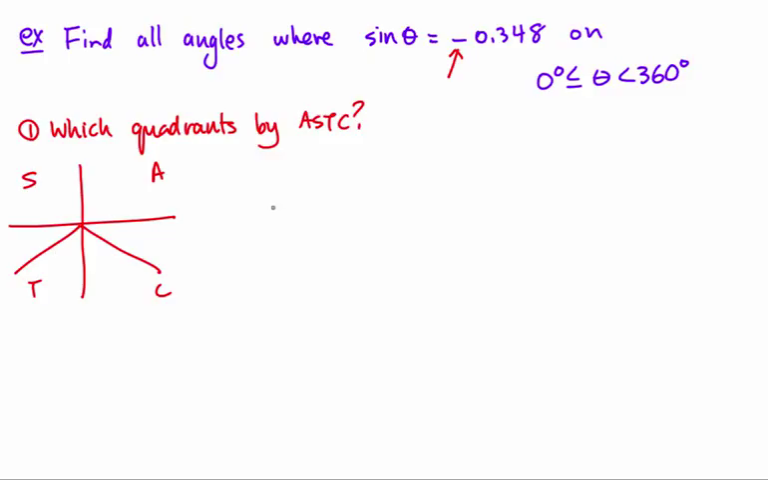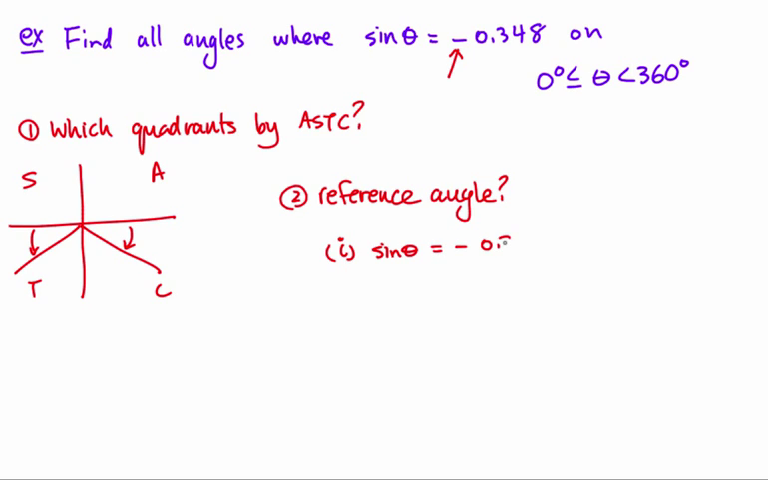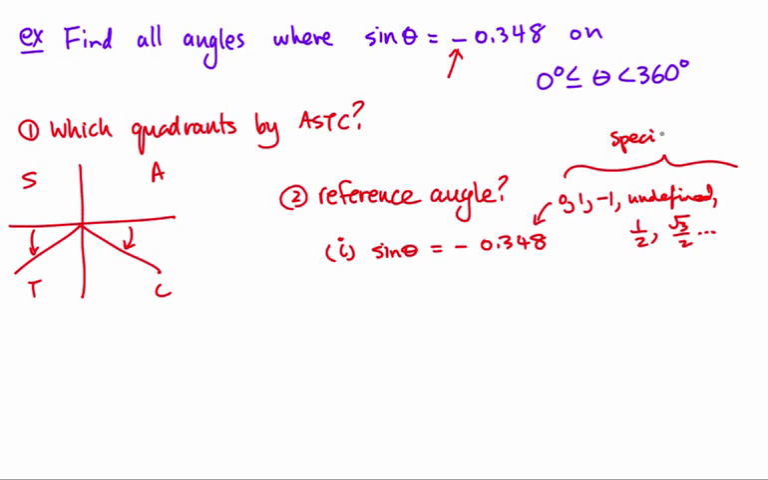So now for step 2, I need to go and find my reference angle. And the reference angles are going to be the same here and here. And the way that I find the reference angle is, first of all, I take my little ratio, sine theta is equal to negative 0.348. If this was 0, 1, negative 1, undefined, any of the ones that we would use the special triangles for, so 1 over 2, root 3 over 2, all those sorts of things, if it's any of those, then I would go and use special triangles, and 30, 60, 90, 45, 45, 90, like I did in the last question. If it's not, then I need to use my calculator.